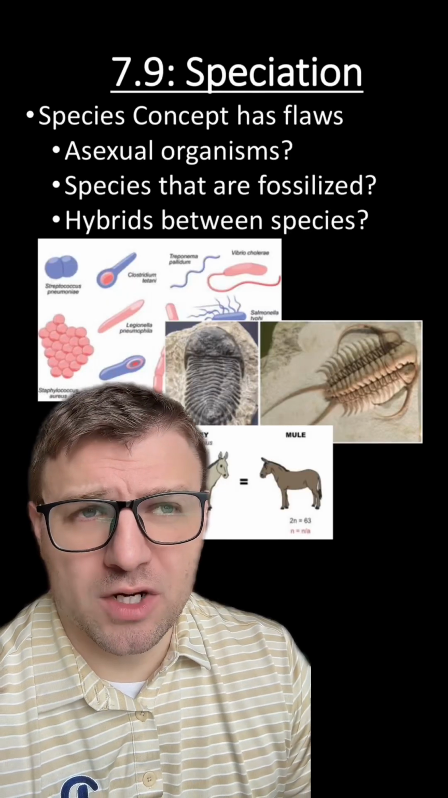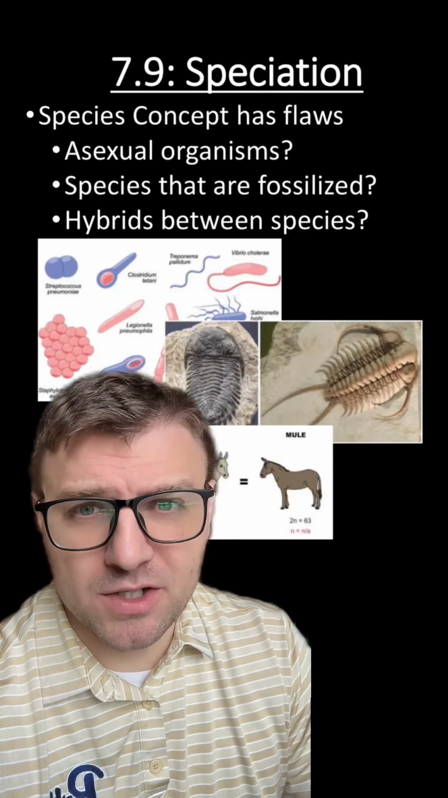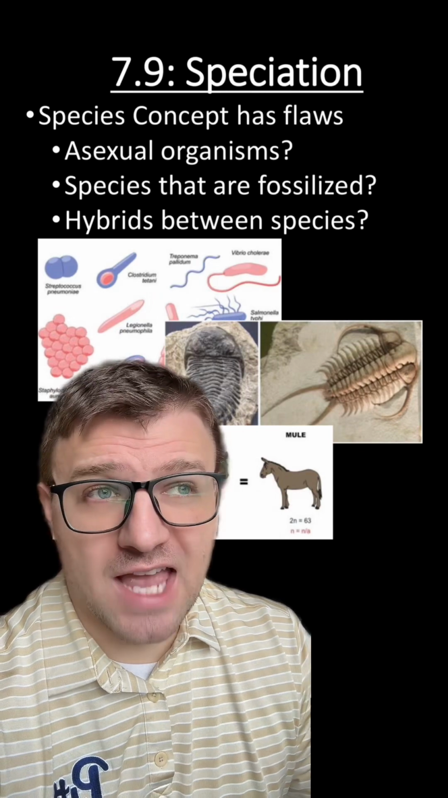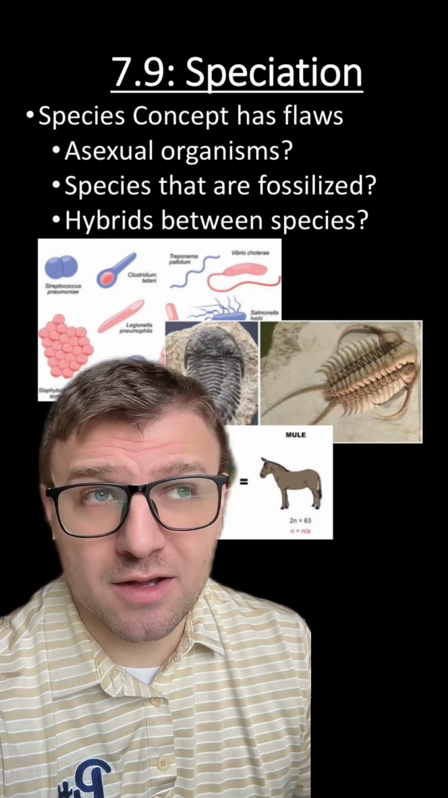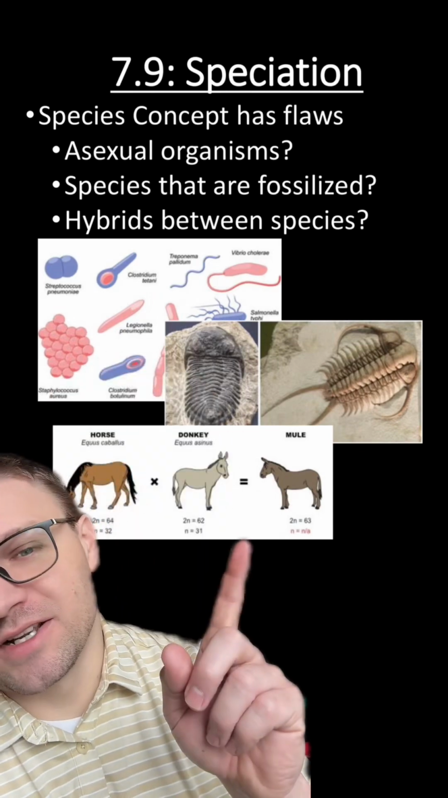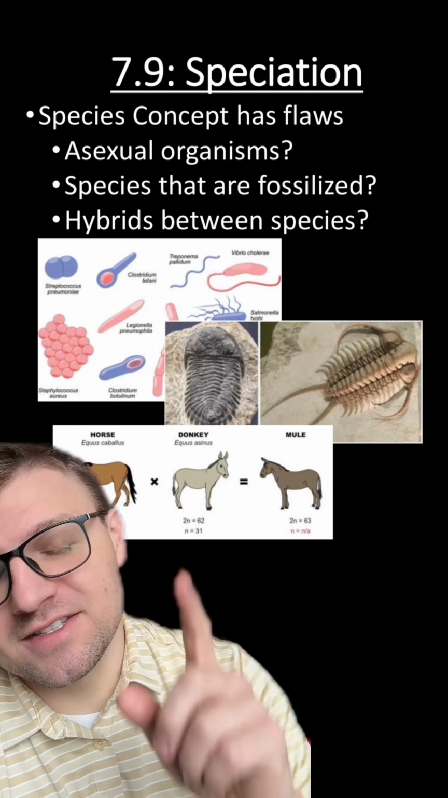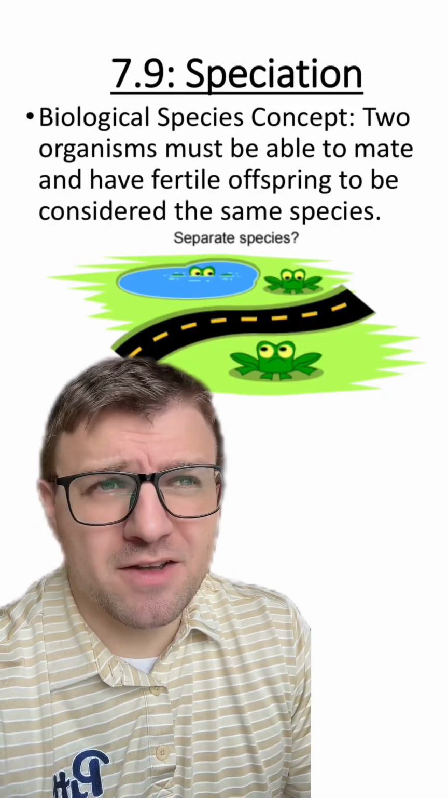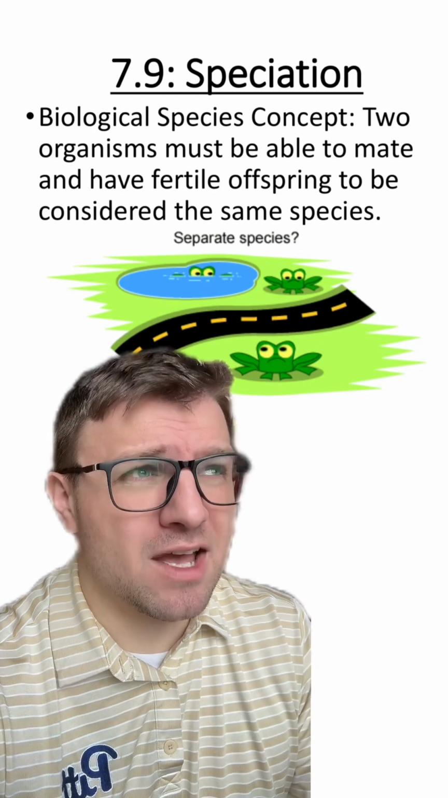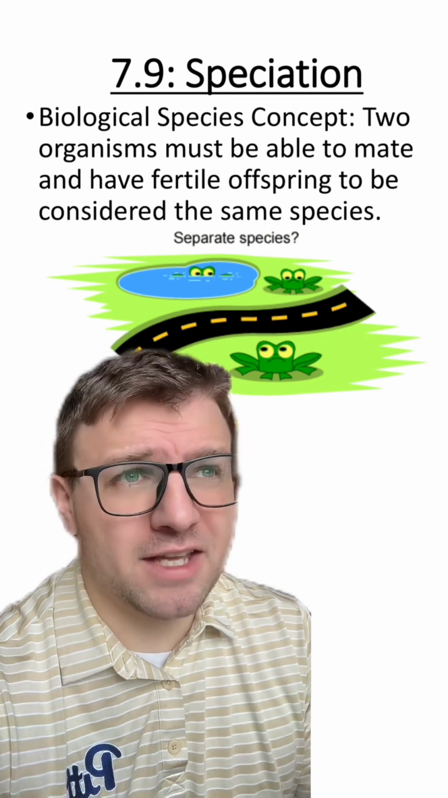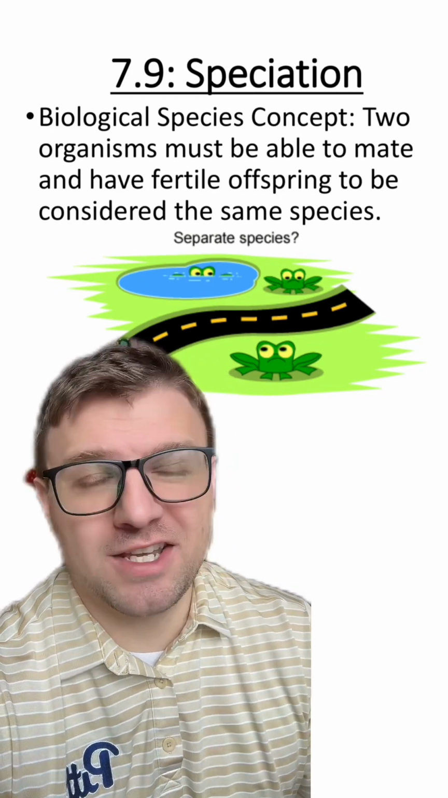What about asexual organisms that don't need another organism to reproduce? What about species that are fossilized? How do we know when two organisms are not a part of the same species? And what about hybrids, like mules coming from donkeys and horses? So this definition or concept of a species is really tough to pin down, and I don't think it's ever going to be perfectly identified because life is just very interesting and broad.